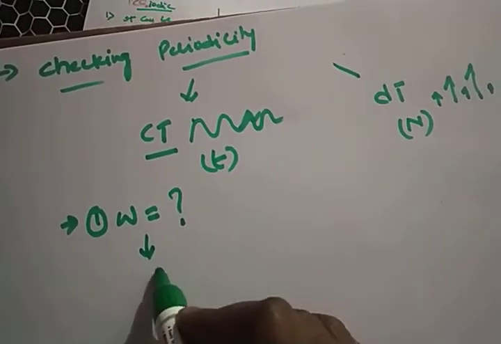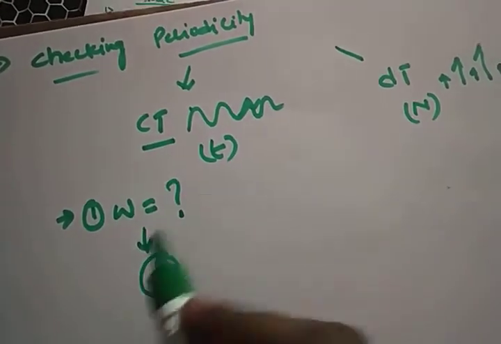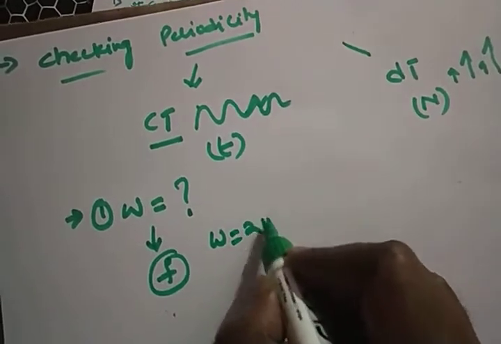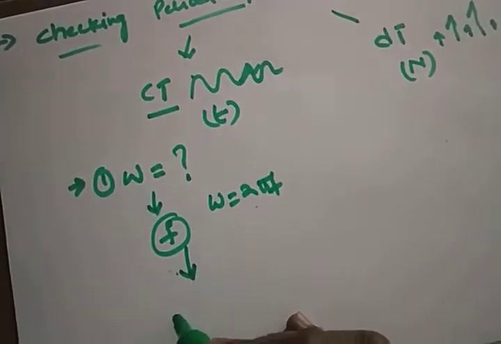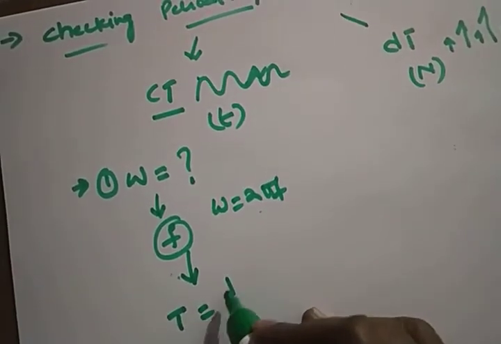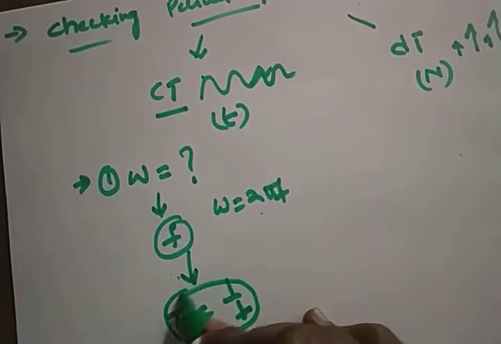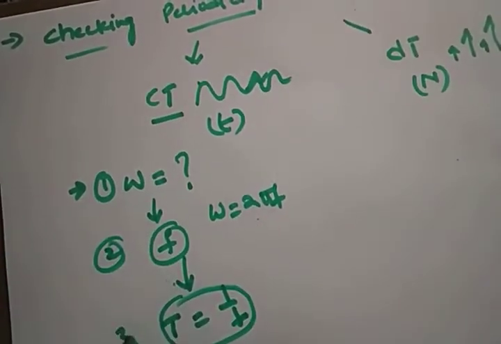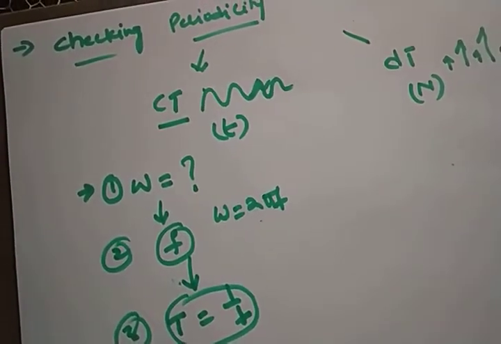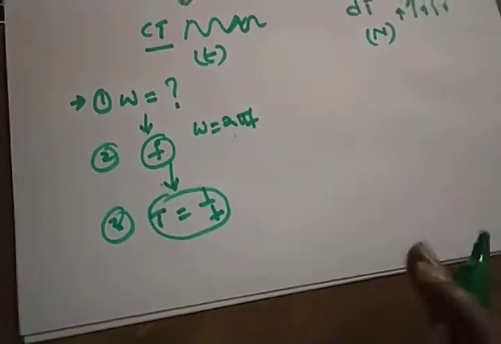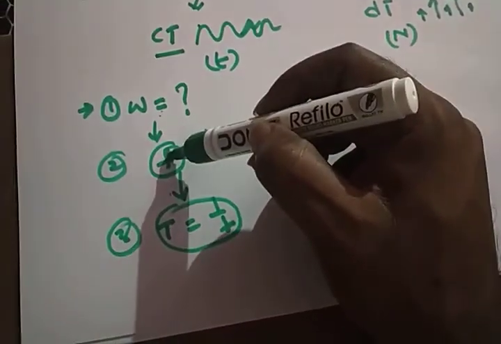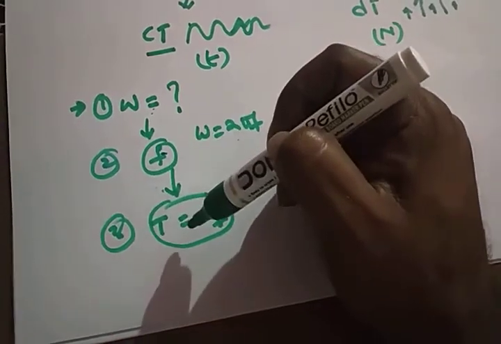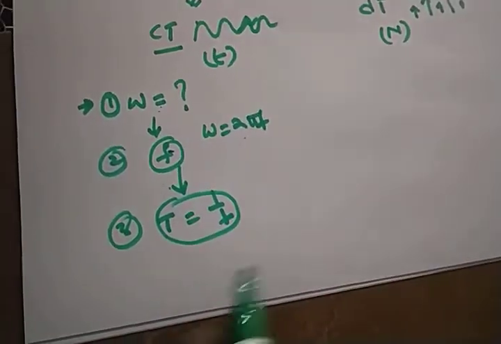With that, find out the frequency. You know omega is equal to 2 pi f, so with that you can find out the frequency. With that you can find out the time period, T is equal to 1 by f. So this is the second step and third step. Now first find out the omega from the given question. After that find out the frequency. After that find out the time period of the signal.